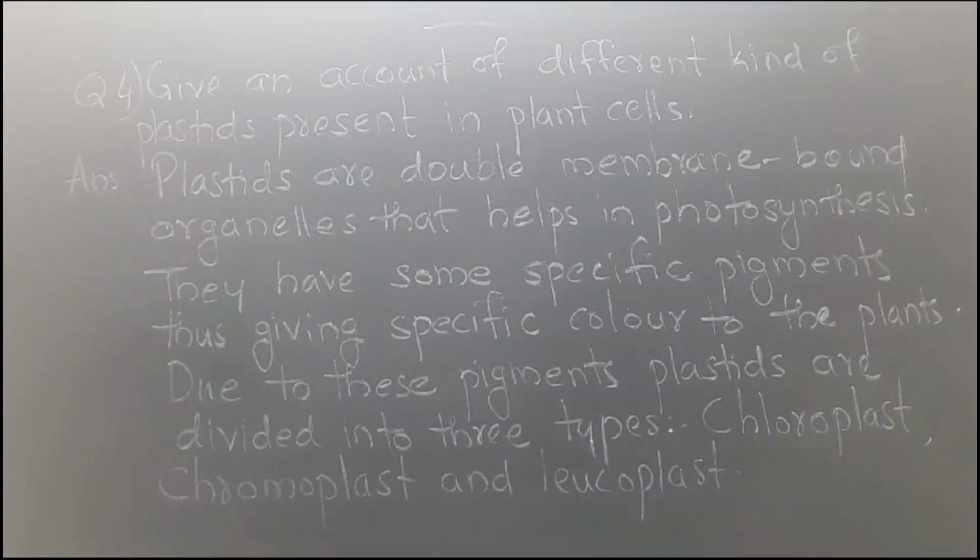Our next question is question number 3. Explain the various parts of the nucleus with a neat labeled diagram. This you have to do by yourself. So let's go to the next question, that is question number 4. Give an account of different kinds of plastids present in plant cells.